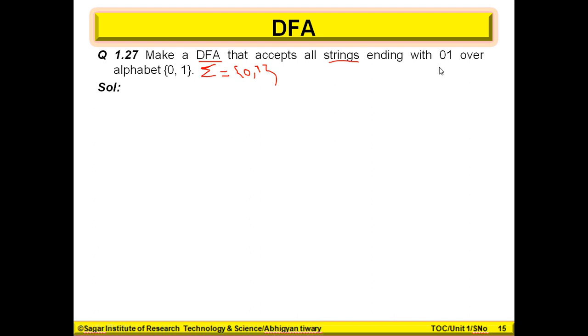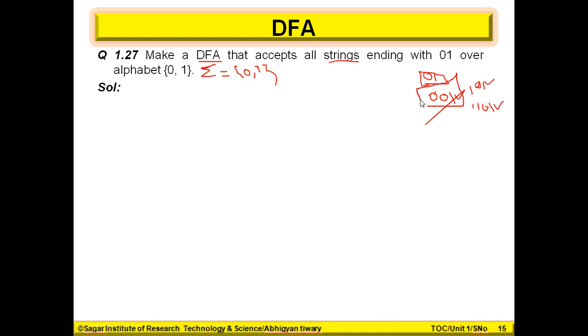Ending with 01. So what does it mean? If any string ends with 01, that string will be accepted. What is the minimum length of a string? It is 01. And with other combinations, there can be an infinite number of strings. What combinations can it have? 001, 101, 1101. All these strings are going to be accepted because they end with 01. So there will be an infinite number of strings.